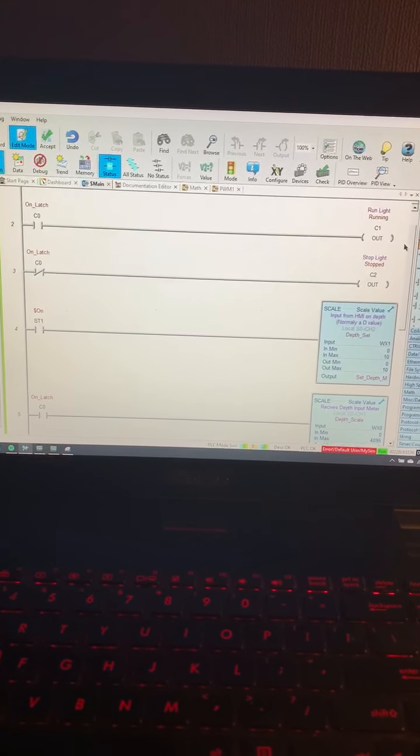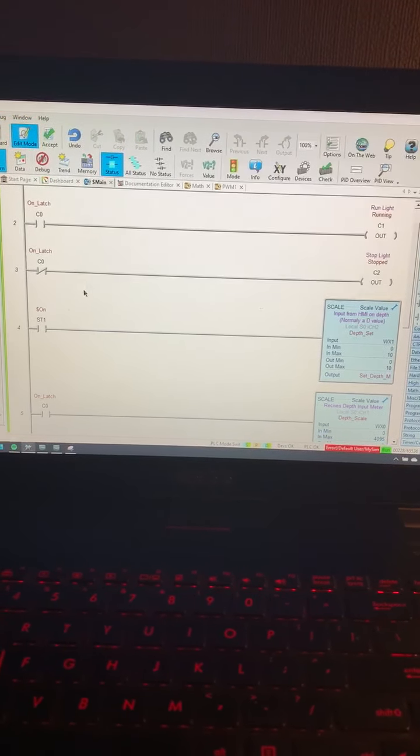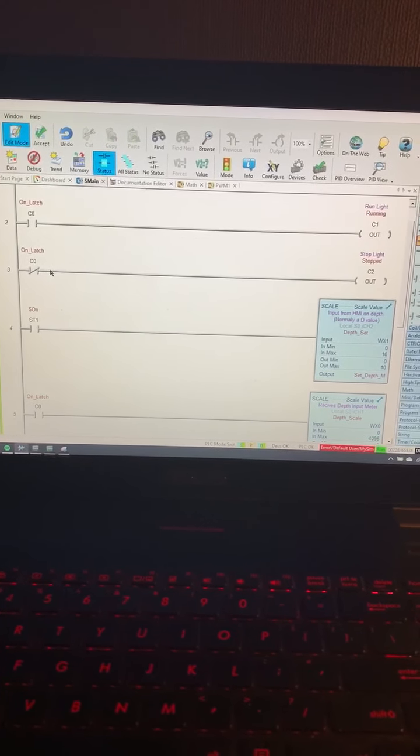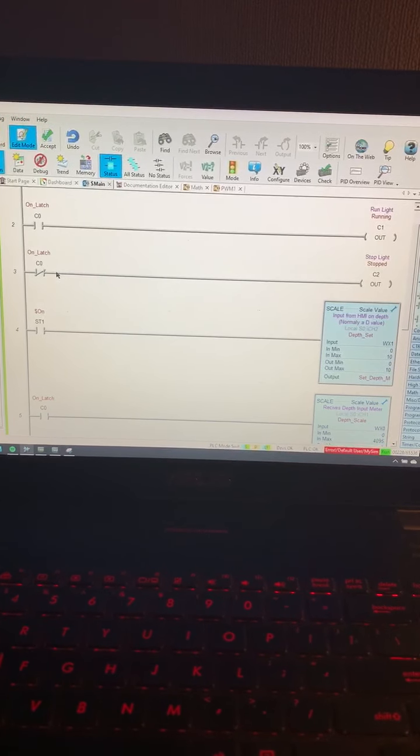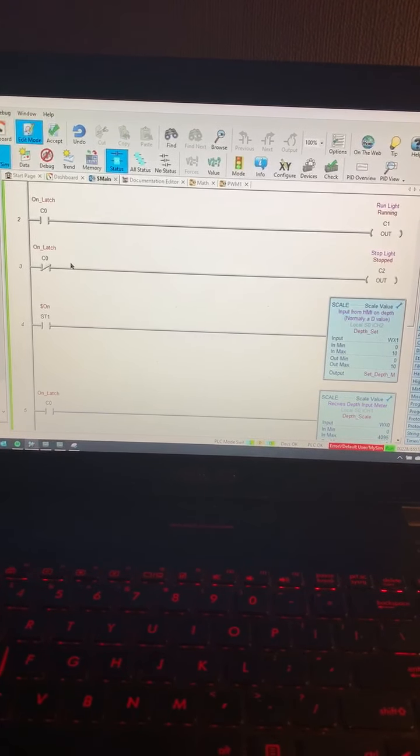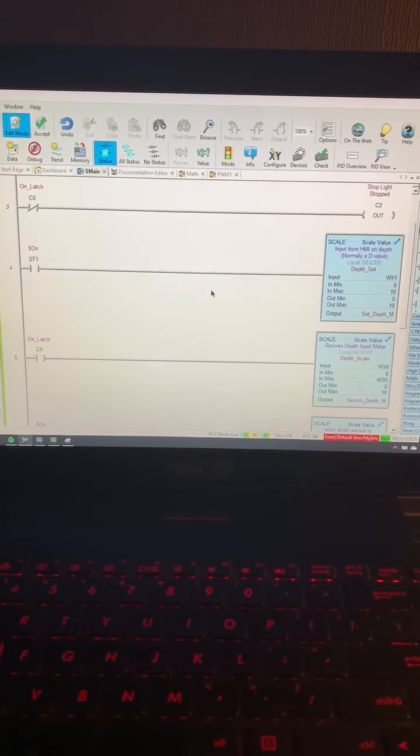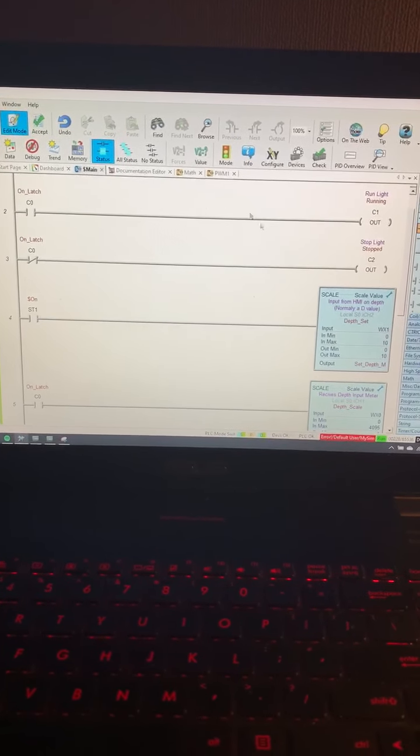This here we can see is the run light. When the latch is on, that light is on. When the latch is off, this light here will be on, which is C2. And that was question number 2, I believe.